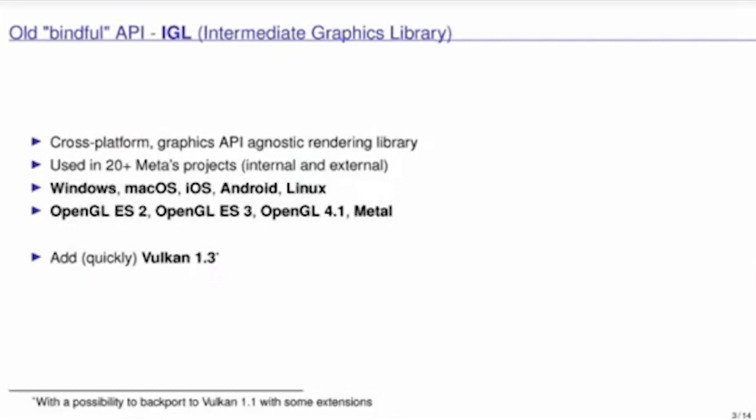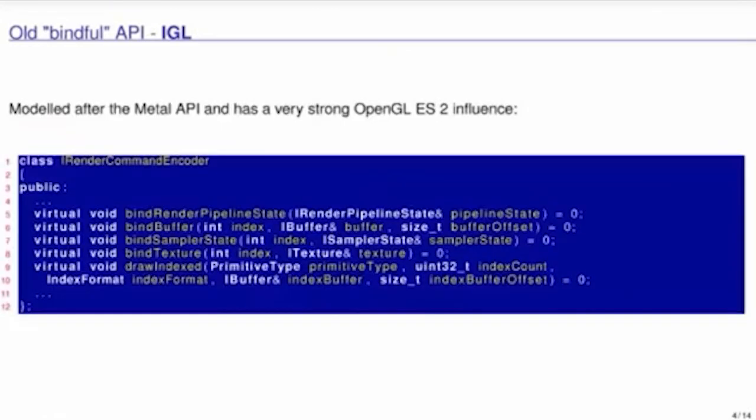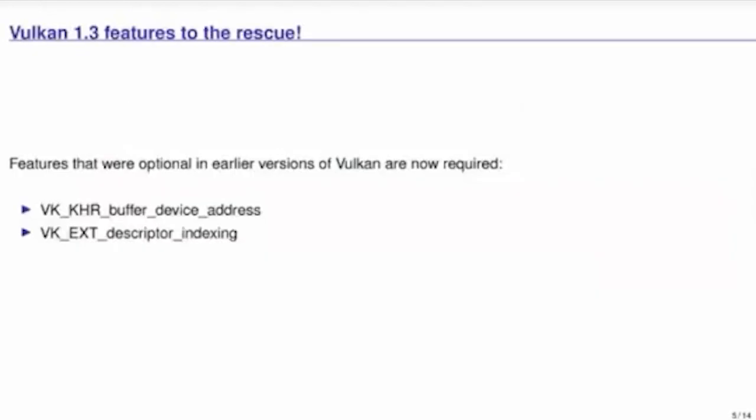We want to quickly add Vulkan 1.3 support. And we want the possibility to backport all of this to Vulkan 1.1 with some extensions. Let's take a closer look at what this API looks like. It was modeled after the Metal API, with a strong influence from OpenGL. The render command encoder interface has functions that allow you to bind buffers, textures, and samplers individually to specific binding slots, similar to how glBindTexture binds a texture to a target. To accomplish all of this, you would need to write complicated Vulkan descriptor set management code, making rapid prototyping a challenging process. To save time and effort, we can utilize Vulkan bindless features instead of writing descriptor set management code.